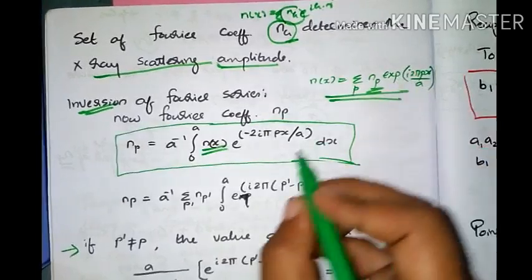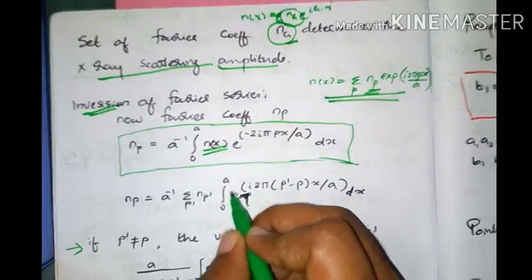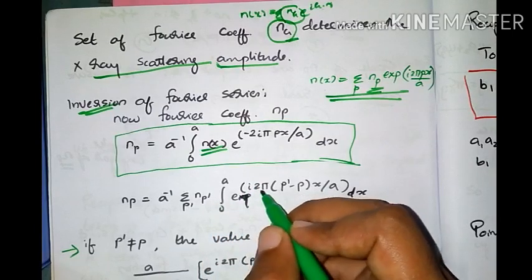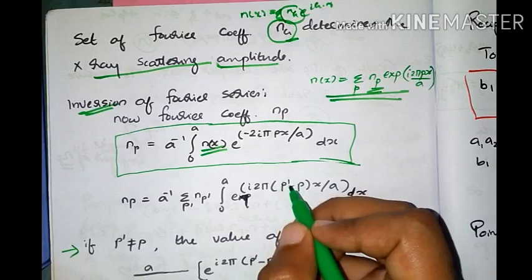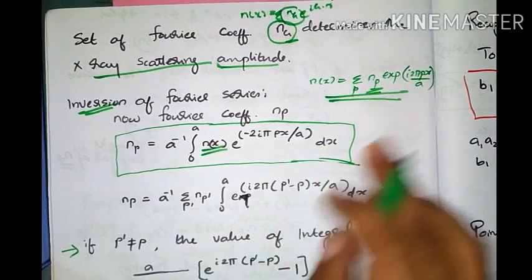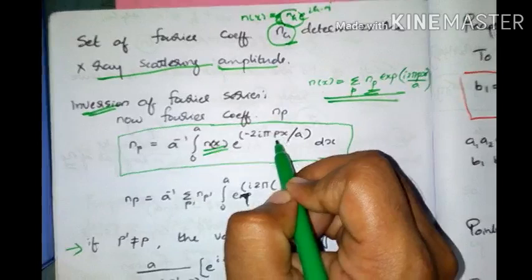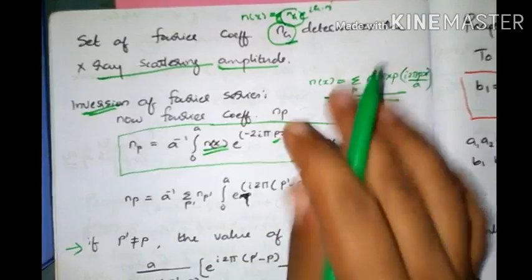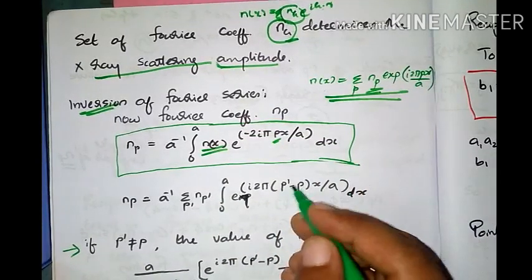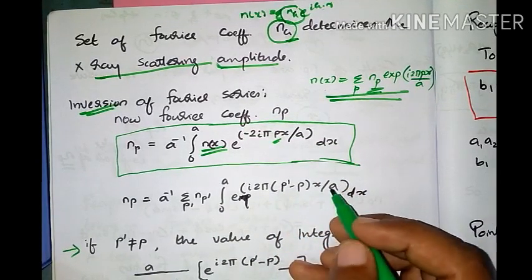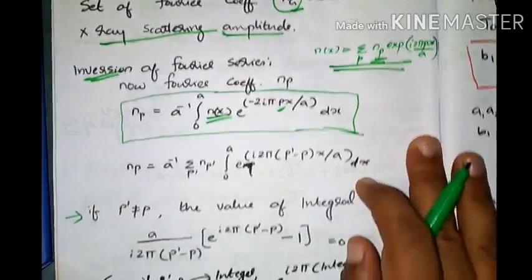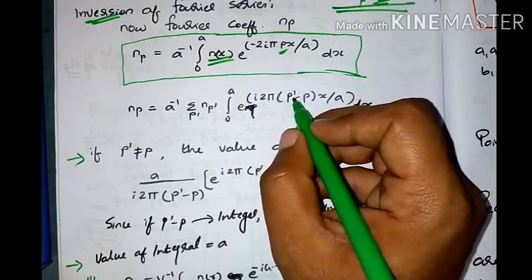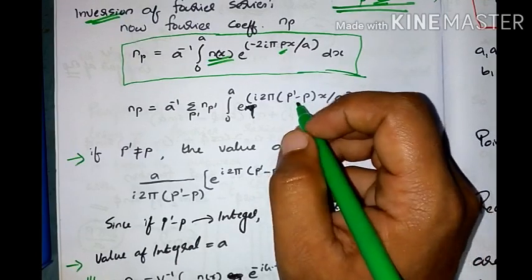we obtain summation over p dash n_p dash integral 0 to a exponential e raised to i 2 pi into p dash minus p of x divided by a. So using a, here we have p and here p dash, then clubbing these two, we have e raised to i 2 pi p dash minus p x divided by a. Now we have two conditions. Are these p dash and p equal or not?